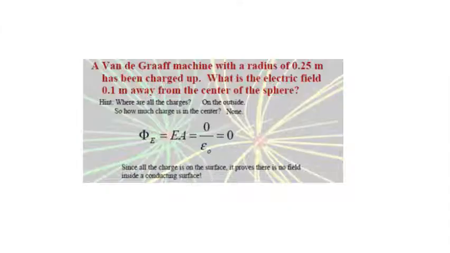Now, I think all of you are aware of the Van de Graaff generator. We have a Van de Graaff machine with a radius of 0.25 meter that has been charged up. What is the electric field 0.1 meter away from the center of the sphere? The hint is given. Where are all the charges? Outside. So how much charge is in the center? Since in a Van de Graaff machine all the charges are on the surface, there is no field inside. The radius is 0.25 meter and you want the field at 0.1 meter. The 0.1 is less than 0.25, so it is inside the machine. The field will be 0.